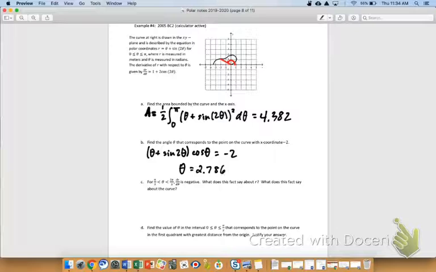2.786. Okay. Which is, in fact, because it has to be between 0 and pi. It's between pi over 2 and pi, right? It's got to be in that second quadrant. I mean, we can tell from the picture. It's got to be in the second quadrant.